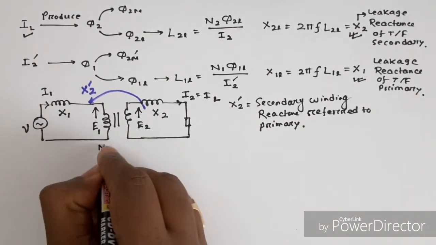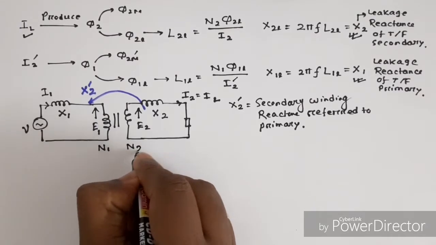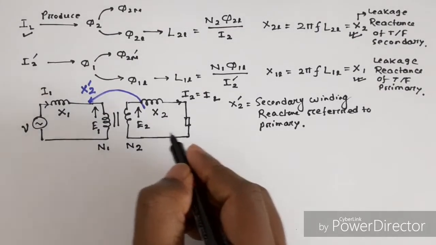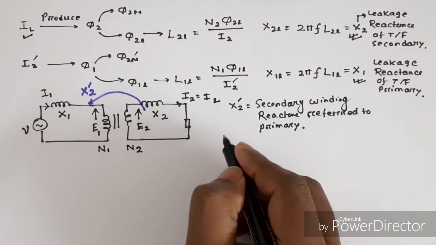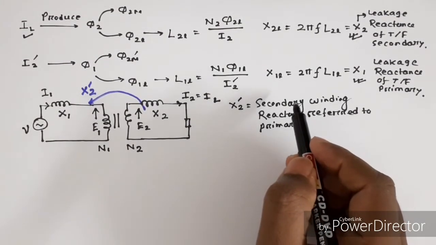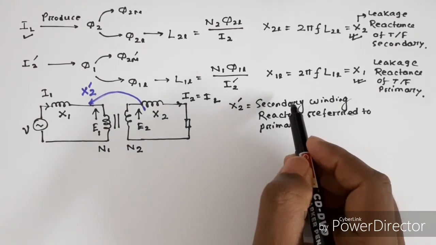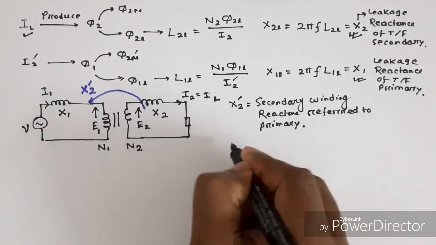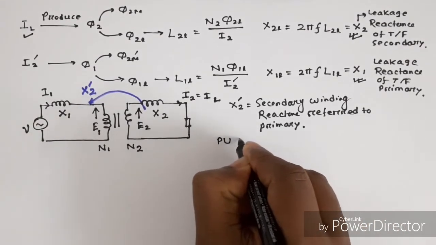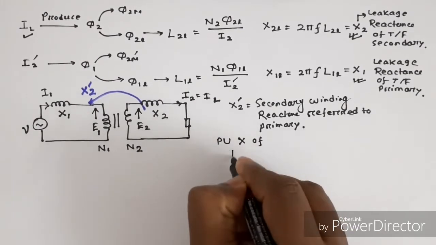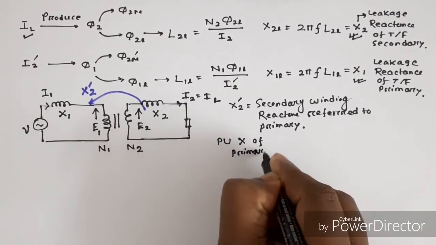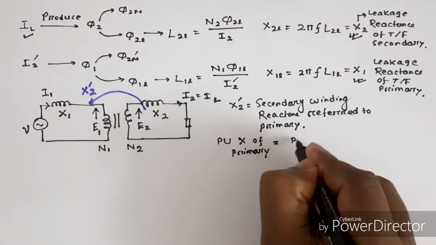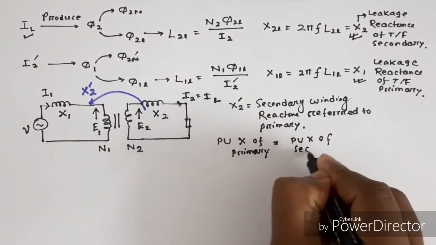Now primary winding has N1 number of turns and secondary has N2 number of turns. Therefore, in the equivalent circuit of the second part of the video, we have learned one thing, that per unit resistance of primary is equal to per unit resistance of secondary. Similarly, here per unit reactance of primary is equal to the per unit reactance of secondary.